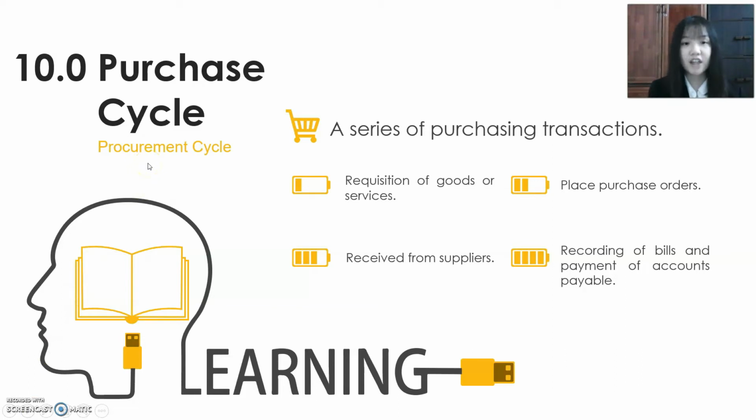To get a better understanding of this topic, first, I will talk about what the purchase cycle is. Purchase cycle, or another name, procurement cycle, is the steps taken to order and pay for the products or services required by the business. For companies of all sizes, from local small businesses to global megacorps, the purchasing cycle consists of a series of purchase transactions starting from requisition of goods or services and ending with the recording of the bill and payment of accounts payable. In between, they have to generate a purchase order, followed by receiving goods or services from the supplier.